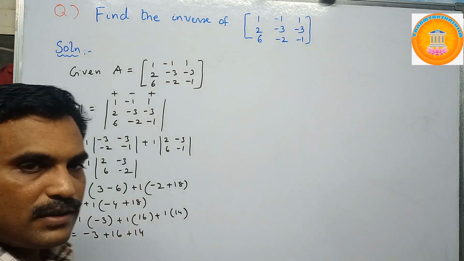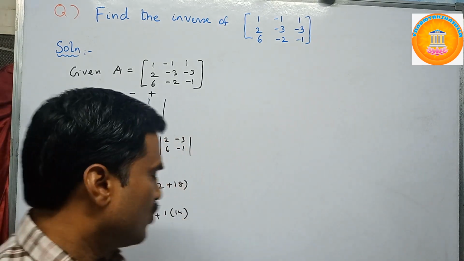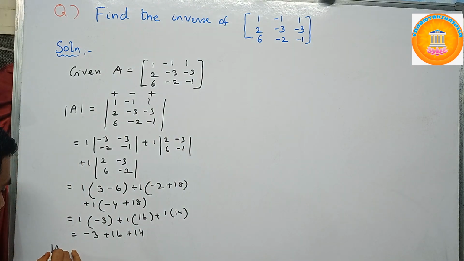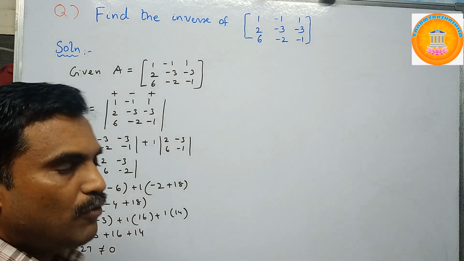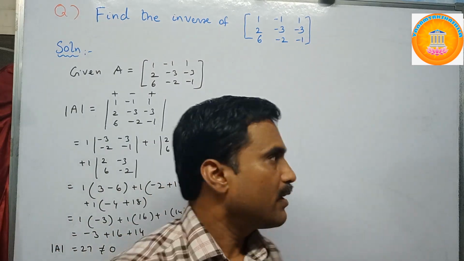Now 16 plus 14 is 30. So 30 minus 3 is 27. So determinant of A is 27, which is not equal to 0. Therefore the inverse of this matrix exists.